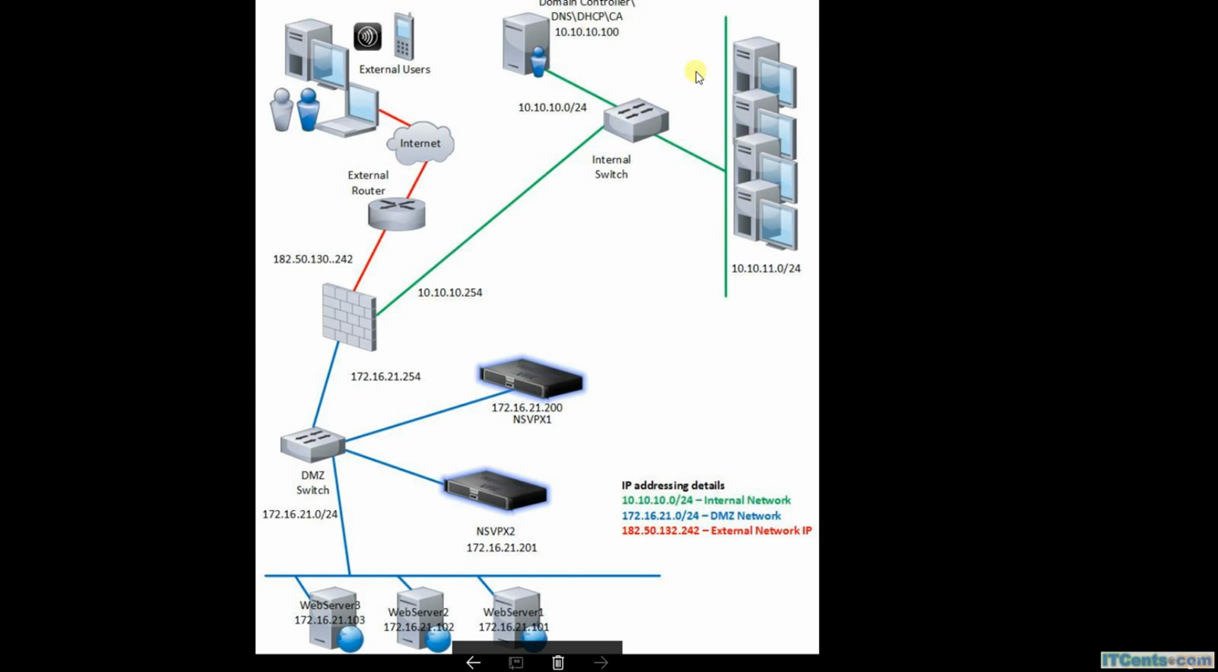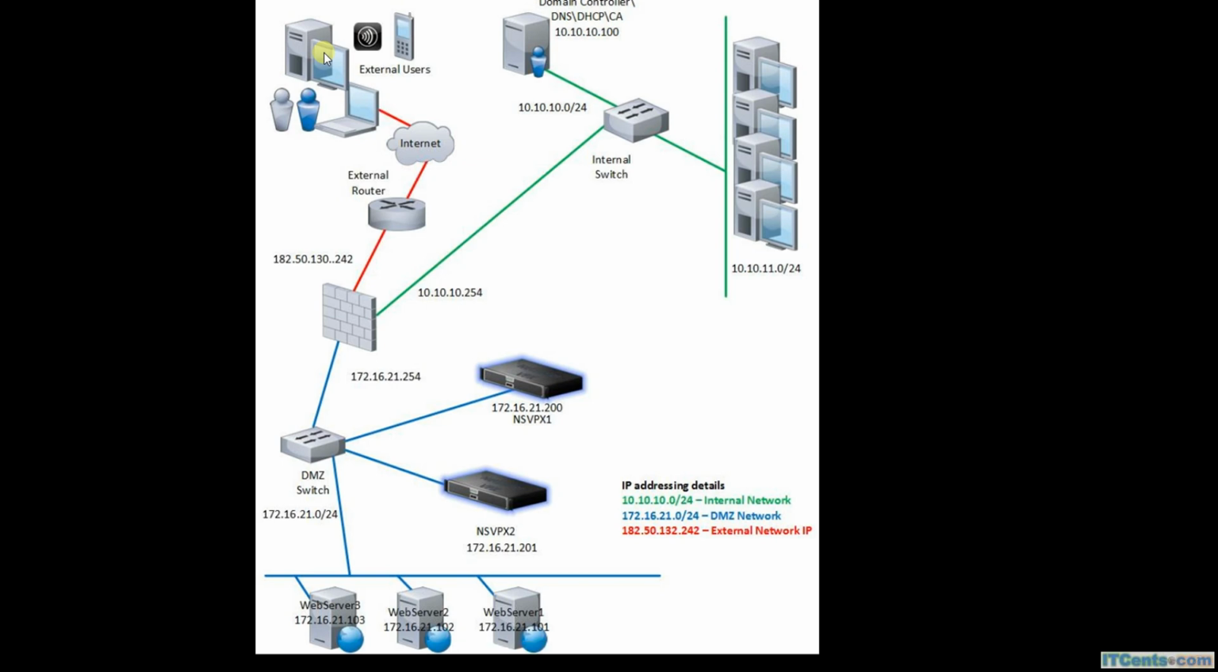The internal network also doesn't need to involve NetScaler for outbound internet flow. For example, I have a server subnet 10.10.10 and a client subnet 10.10.11. If they need to go out on the internet, their default gateway will most likely be the core switch, which will send it to the firewall, and the firewall will send it to the external router and so on. So this is the internet flow. NetScaler is not involved.